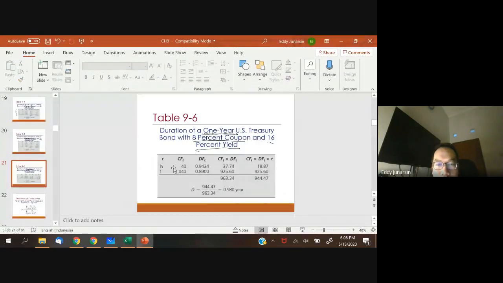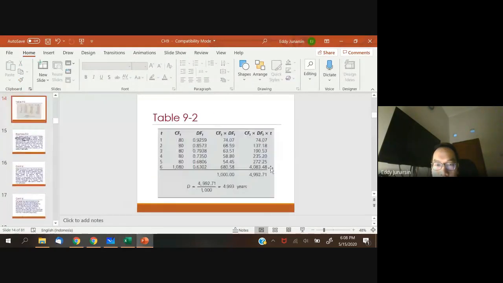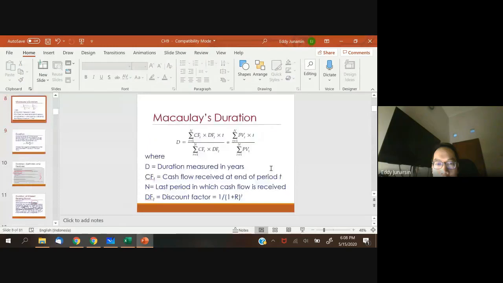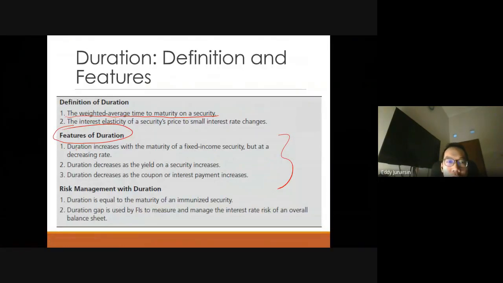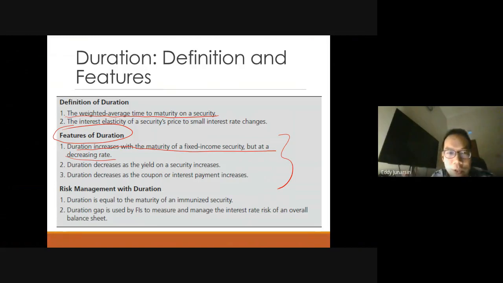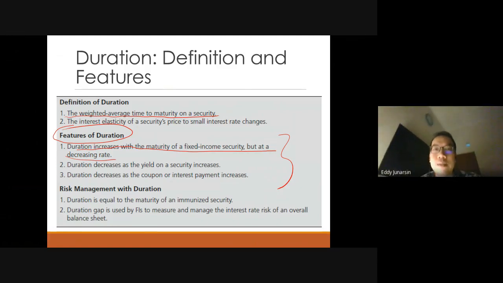So, before we end the session here, I want to come back to the features. Now we understand the features of duration. So the first feature: duration increases with maturity, but at a decreasing rate. So you understand the meaning, right? The longer the maturity, the longer the duration, of course. But the increase in duration doesn't follow a linear progression. So it doesn't replicate the increase in maturity.